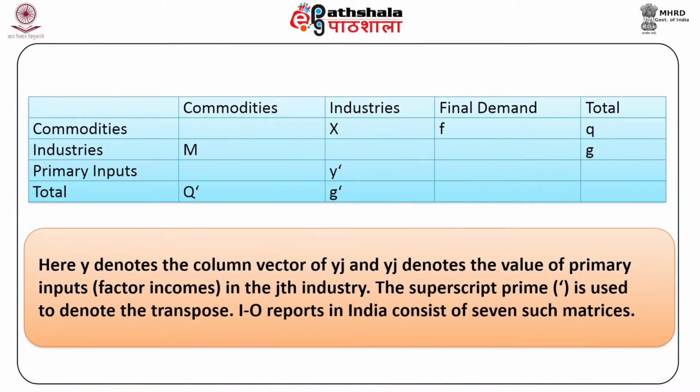A simplified framework of input-output table is presented in table 2. Here, Y denotes the column vector of Yj, and Yj denotes the value of primary inputs, that is factor incomes in the jth industry. The superscript prime is used to denote the transpose. IO reports in India consist of 7 such matrices.